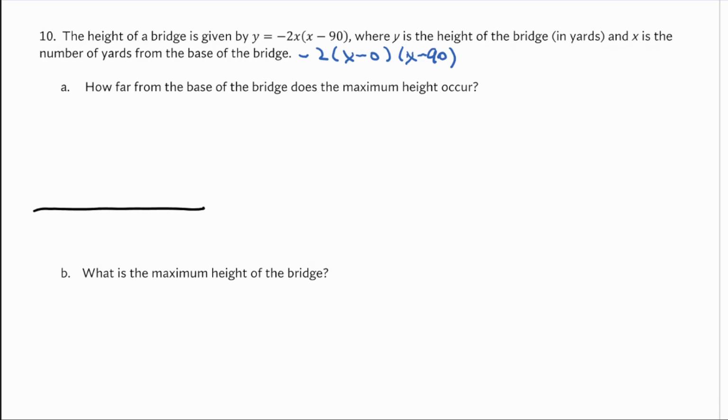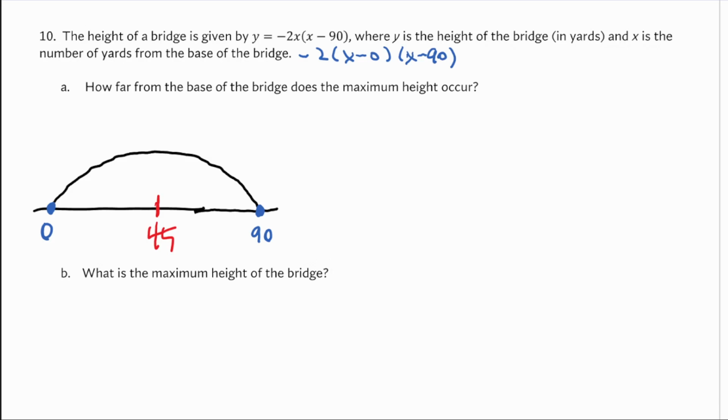So I'm going to draw myself a graph. This will be the first x-intercept, that's at x equals 0. This is going to be the second x-intercept where x is 90. All right, how far from the base of the bridge does the maximum height occur? Okay, it's going to be halfway in between the two zeros, so that's going to be right here at 45.